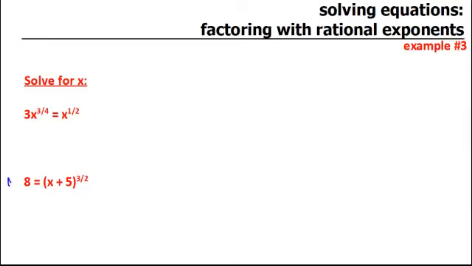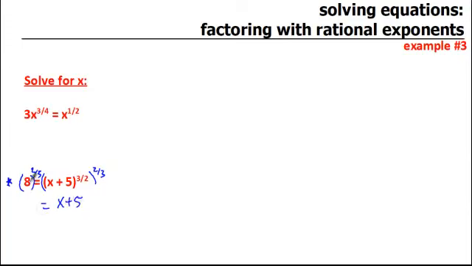Notice down here, there's a single variable, right? So what I'm going to do is isolate this variable. The binomial is already by itself, so I'm going to undo the operations. So I take it to a reciprocal power, 2/3. So here I get x plus 5, the 3/2 and the 2/3 cancel.